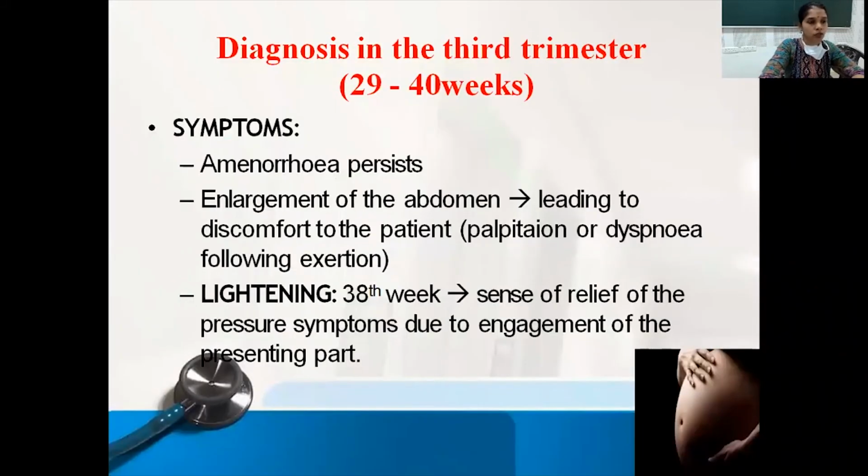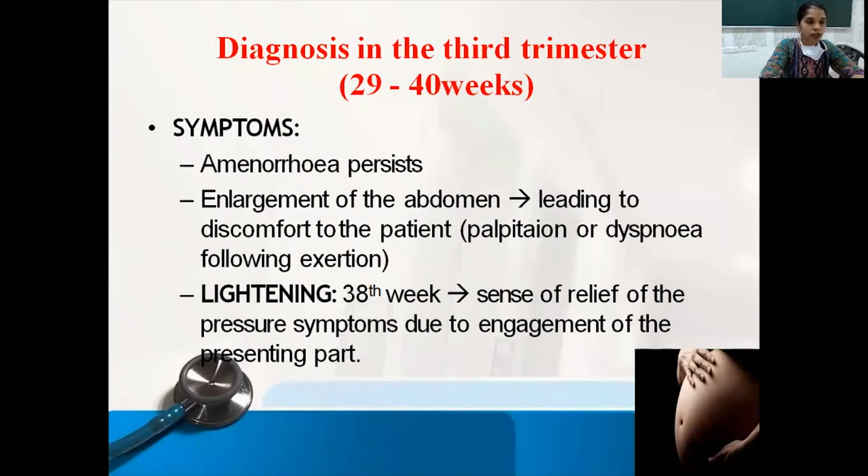Coming to the third trimester, and coming to the symptoms, as in the previous trimesters, amenorrhea persists. So she should not get any bleeding in the third trimester. If she is getting any vaginal bleeding, that means some alarming symptom.